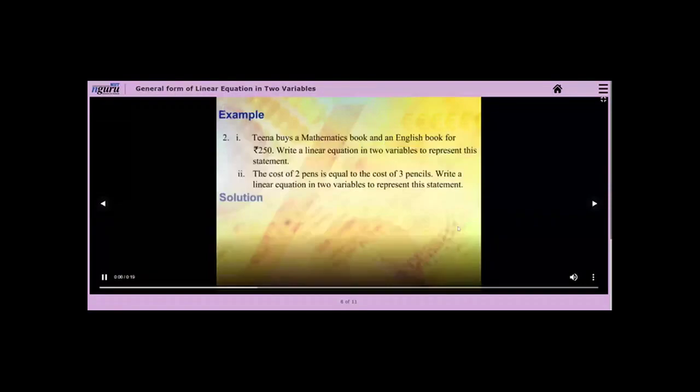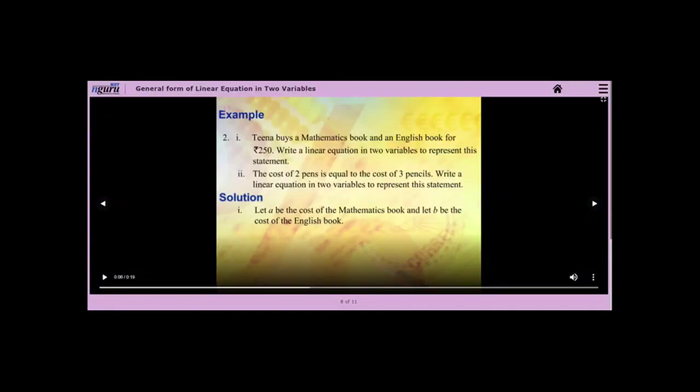Linear equations in two variables can be used to represent situations. Tina buys a mathematics book and an English book for 250 rupees. Write a linear equation in two variables to represent this statement. What is the answer? Let the mathematics book be x and the English book be y. So x plus y is equal to 250, ma'am. Correct.